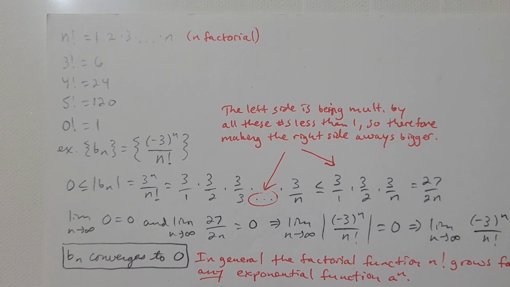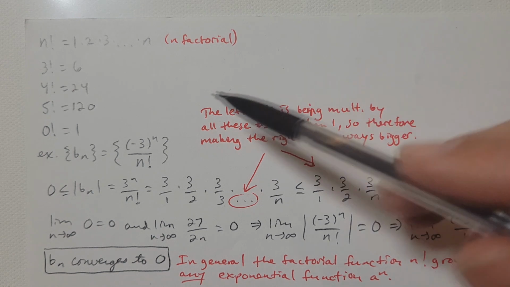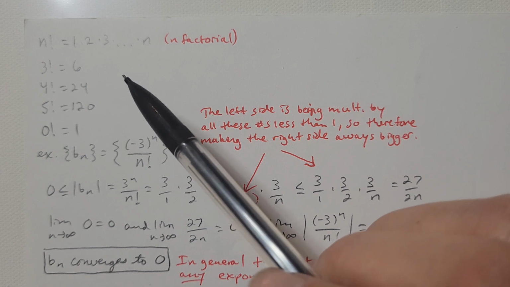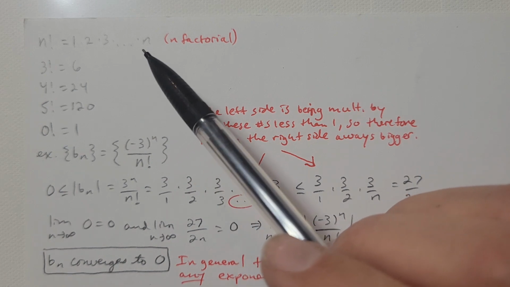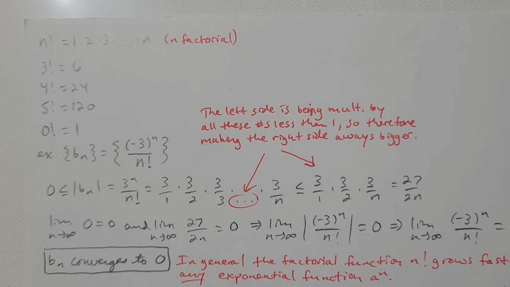Let's try another one here. Now, the factorial symbol, that's going to be really important for things that we're going to do in Chapter 11. Okay, we're going to do lots of things with the factorial symbol. N factorial is defined to be 1 times 2 times 3 times etc. all the way up to n. N has to be some natural number.